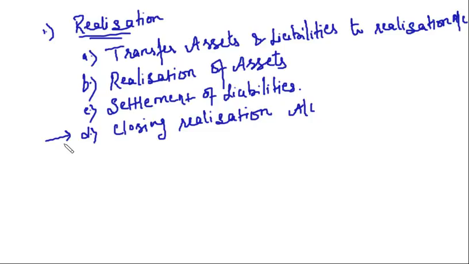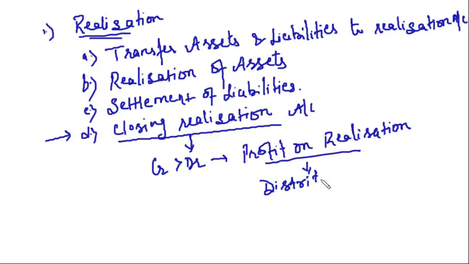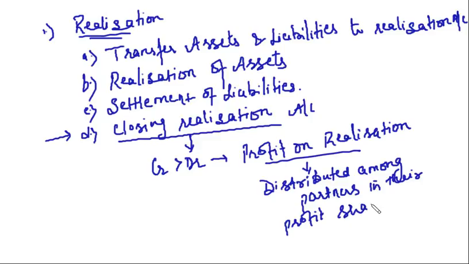Now, how to close this realization account? If you remember, we have done the revaluation account in case of admission, retirement, and change in profit sharing ratio. So the realization account will be closed in the same manner as is done in revaluation account. If the credit side is more than the debit side, it means you have a profit on realization, and this profit will be distributed among partners in their profit sharing ratio.